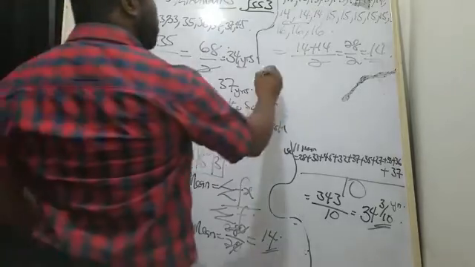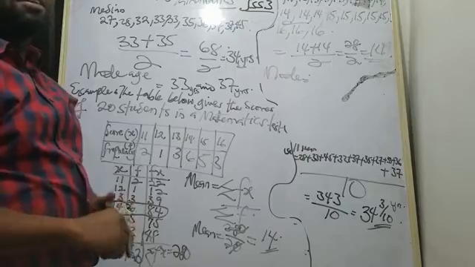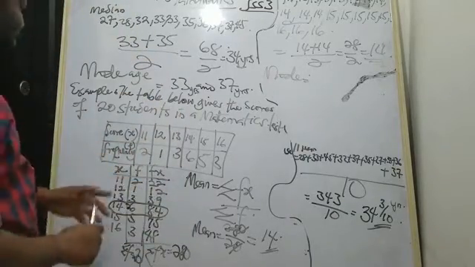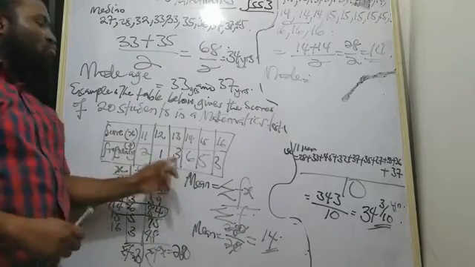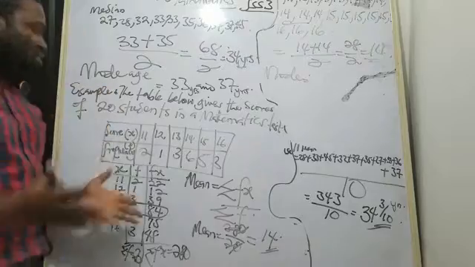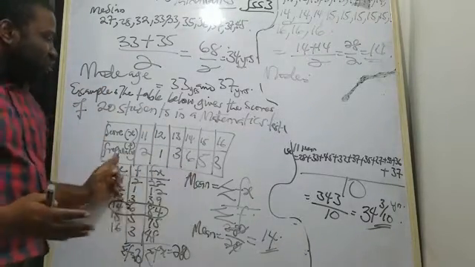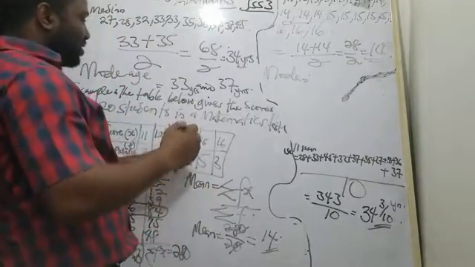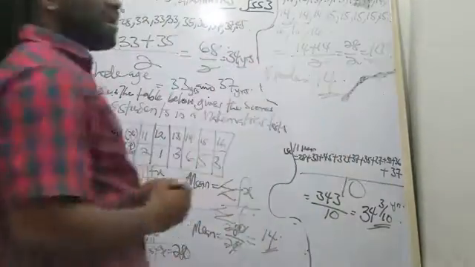Now, let's take the mode. Mode is the one with what? The highest frequency. So which one has the highest frequency? Look at the frequency we have. Which score has the highest frequency? This is the frequency. Which one is highest among them? 6 is the highest frequency. So which score is it? It's 14. Hence, your final answer.